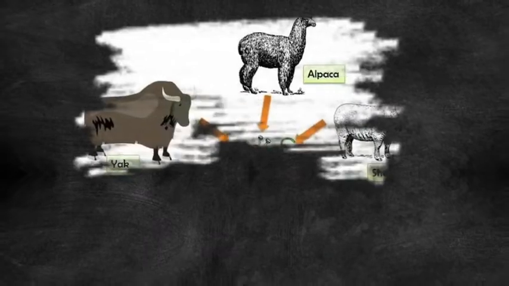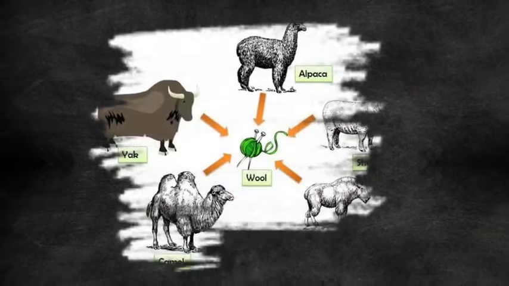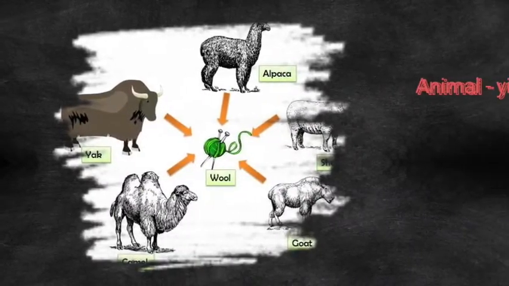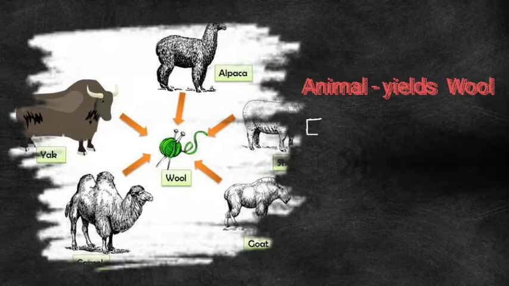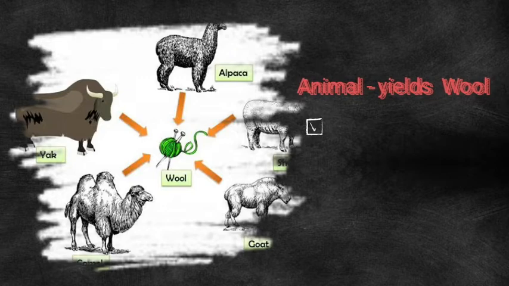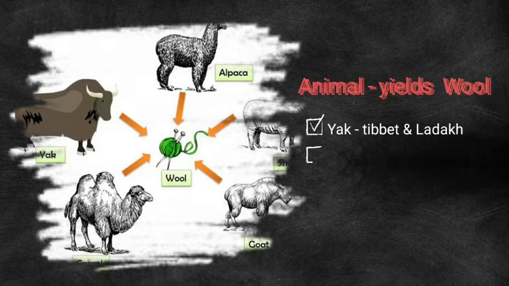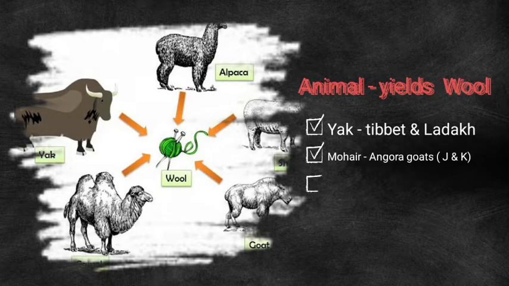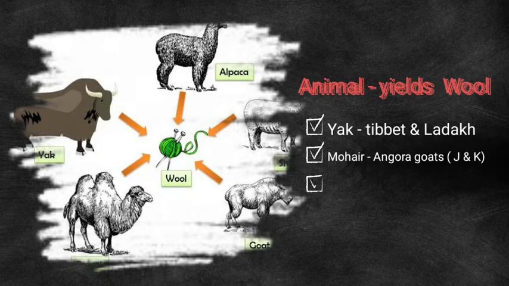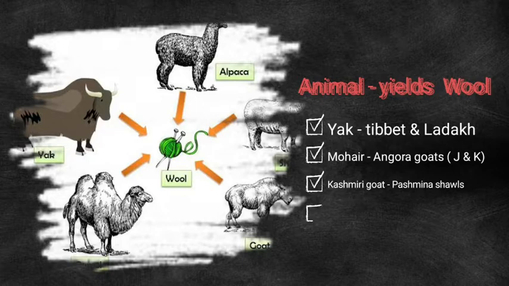Animals that yield wool. Several breeds of sheep that are found in different parts of our country give us good quality of wool. Yak wool is common in Tibet and Ladakh. Mohair is obtained from Angora goats found in hilly regions such as Jammu and Kashmir. The underfur of the Kashmiri goat is soft. It is woven into fine shawls called pashmina shawls.